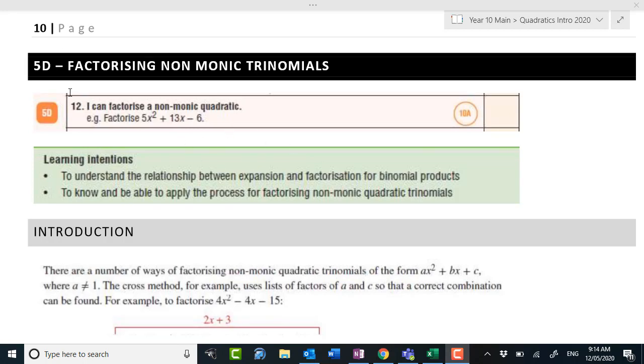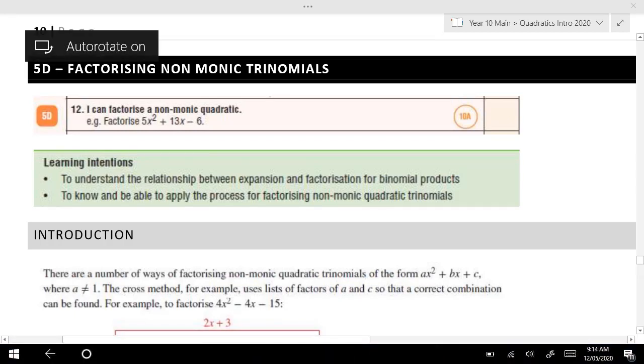Hi everyone. In today's video, I'm going to go through factorizing non-monic trinomials. So this time we're looking at trinomials, quadratics, which have a coefficient of the x squared that's not equal to 1. So non-monic means that it's not 1.